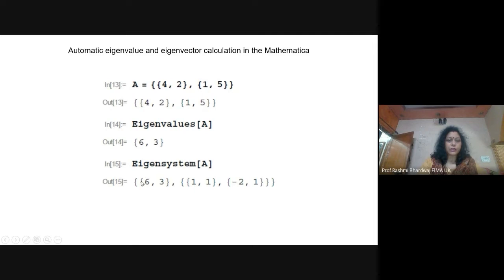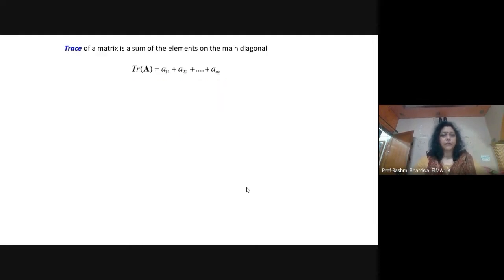So the first is corresponding to your eigenvalues, and the other one, 2 1, is the corresponding eigenvectors. The first is corresponding to 6, and the other one is corresponding to 3. So in Mathematica, it is very simple to calculate the eigenvalues and eigenvectors of any system. Now we are coming to what the trace is.